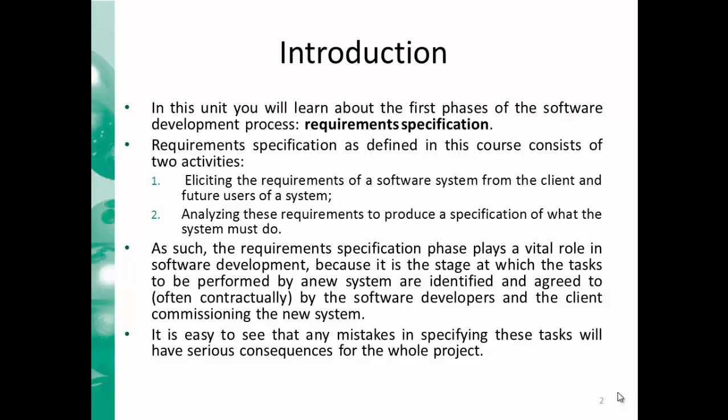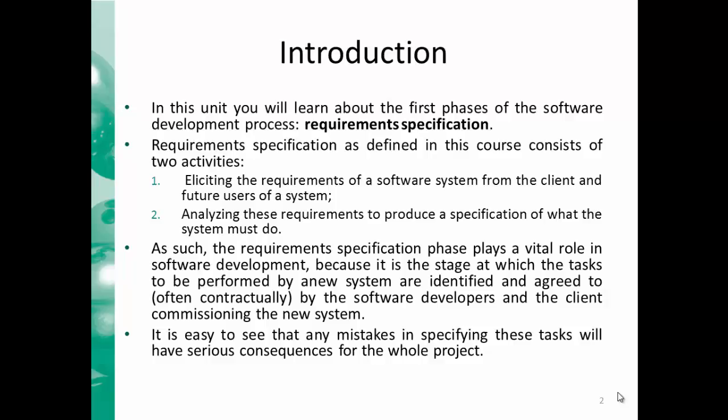Requirements specification is the first phase of the software development process, and in this phase we carry out two activities. The first one is eliciting the requirements, which means we collect the requirements from the stakeholders, clients, and possible future users. After collecting these requirements, we analyze them to produce the specifications.